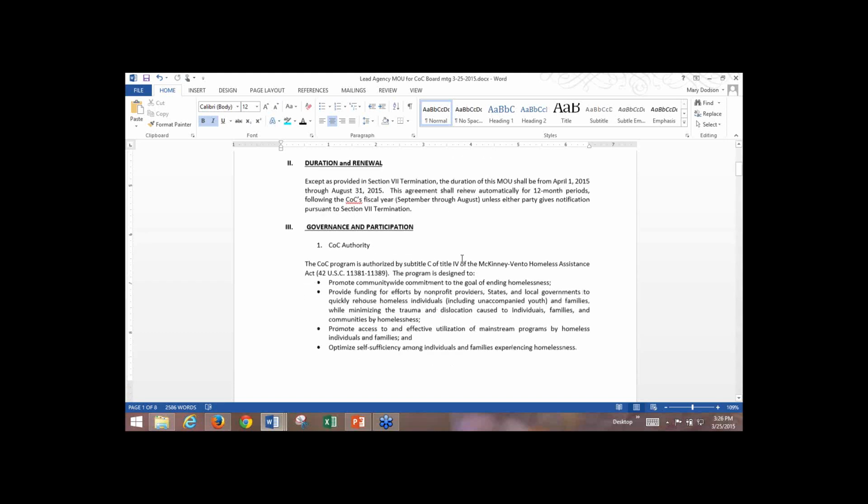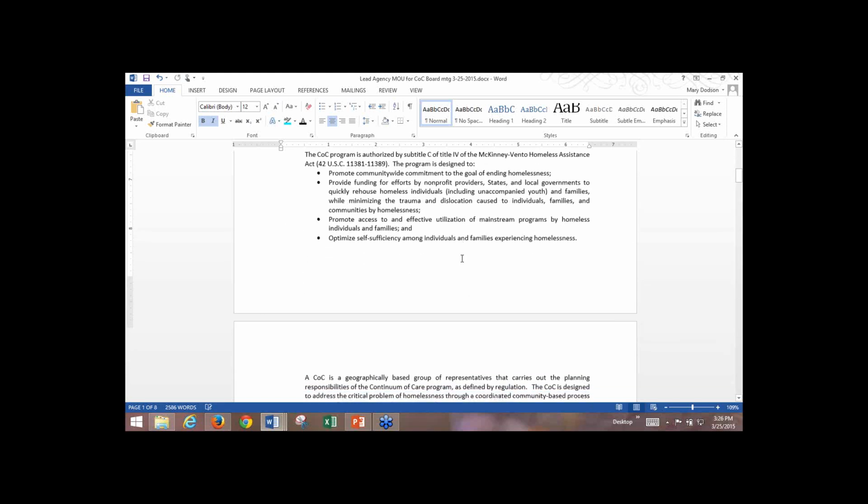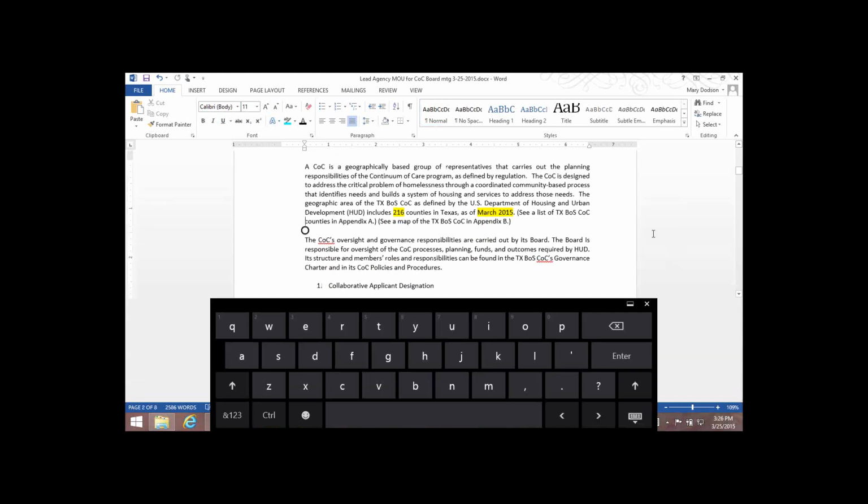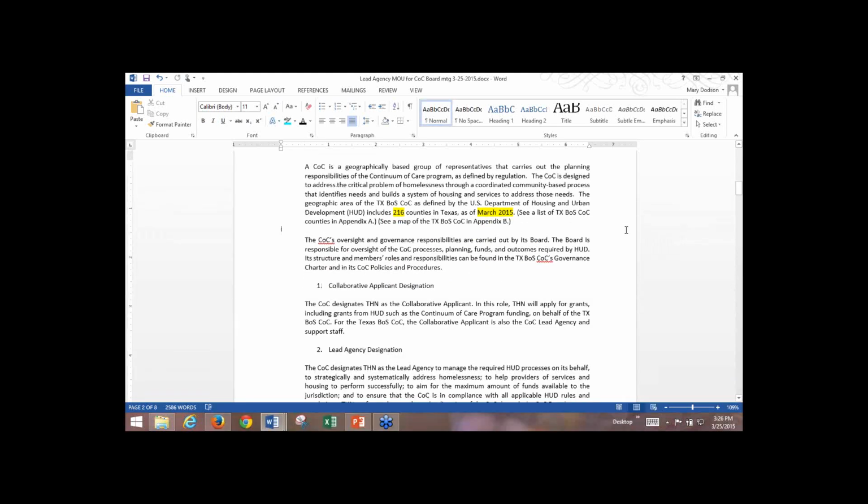Just a little bit about what a COC is required to do, what is a COC, and you'll see on this one I did remember to update it to 216 counties, as you'll see in yellow there.